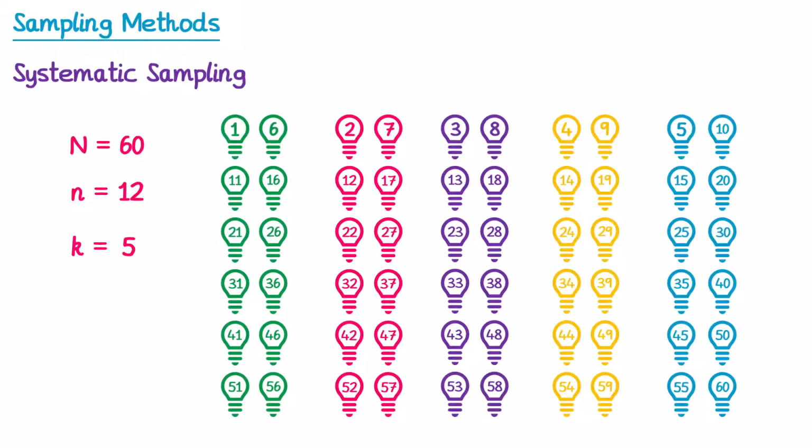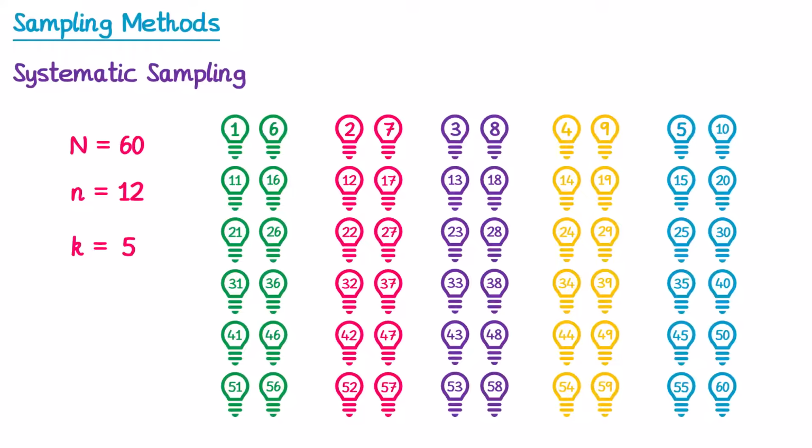This is a problem because it can introduce bias. Earlier on in this video, I said that if some samples were more likely to appear than others, then the method would be considered biased. And in this example here, there's only 5 possible samples at all, so some samples aren't possible.